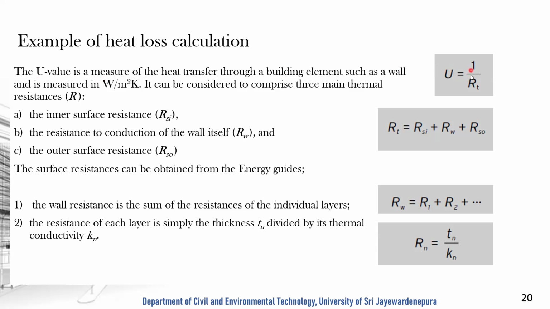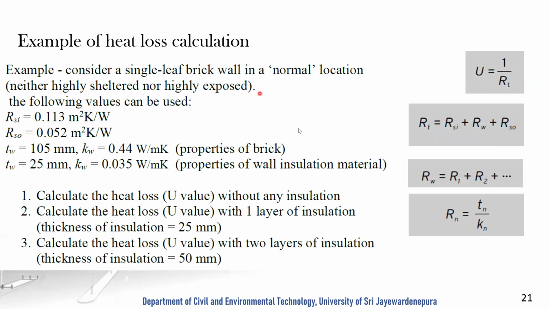The U value is the reciprocal, 1 upon, of the total resistance. The total resistance is calculated from the resistance of the inner surface, the resistance of the wall, and the resistance of the outer surface. I will discuss these during the discussion session. The wall can consist of several layers, like we are discussing about insulation, and the thickness of each layer. We'll do some example calculations of this after the lecture today.